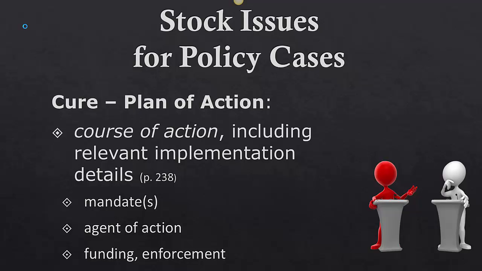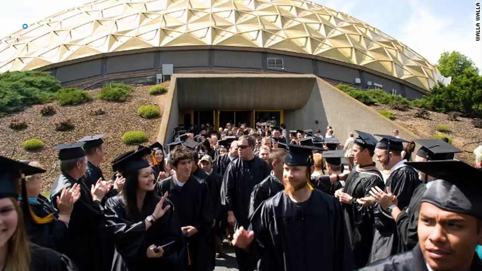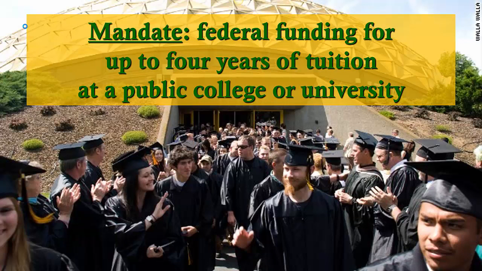In the current proposition that we're working with for the purposes of this discussion, let's take a look at what might be a public policy course of action on the student loan crisis. So, the mandate for our proposition: federal funding for up to 4 years of tuition at a public college or university. Now, besides the mandate, we would probably want to let our audience or those making the decision know how we're going to accomplish this.